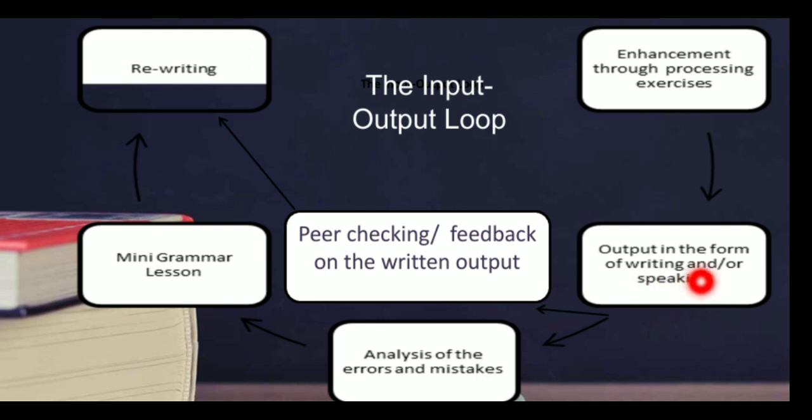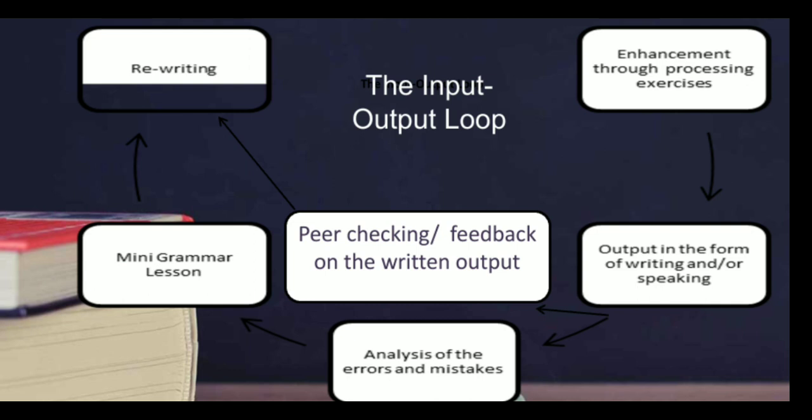If they are writing something, two things should follow: peer checking and feedback on the written output. Now, this feedback can come from the peers or from the teacher. And the teacher should analyze the errors that the children have made, the mistakes that they have made, so that she or he can give them a mini grammar lesson the next day.